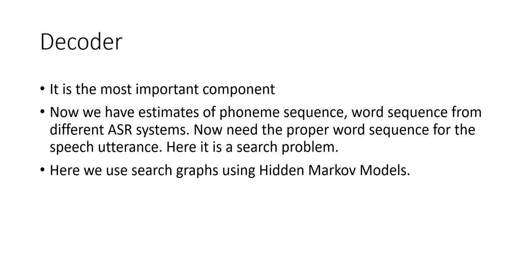The decoder is the biggest and most important component in the architecture. We have the estimates of phoneme sequences and word sequences from the different models. Now we need the proper word sequence of the speech utterance. Here it is a search problem. We use search graphs using hidden Markov models. We have separate videos on Markov decision processes and Markov chains, which you can watch to understand hidden Markov models.